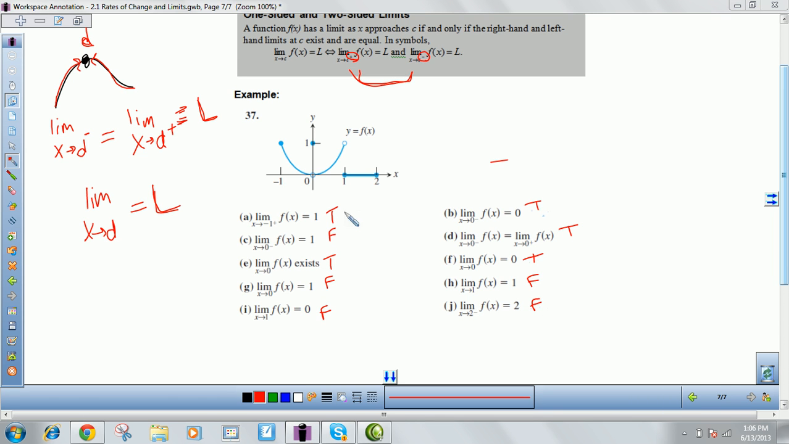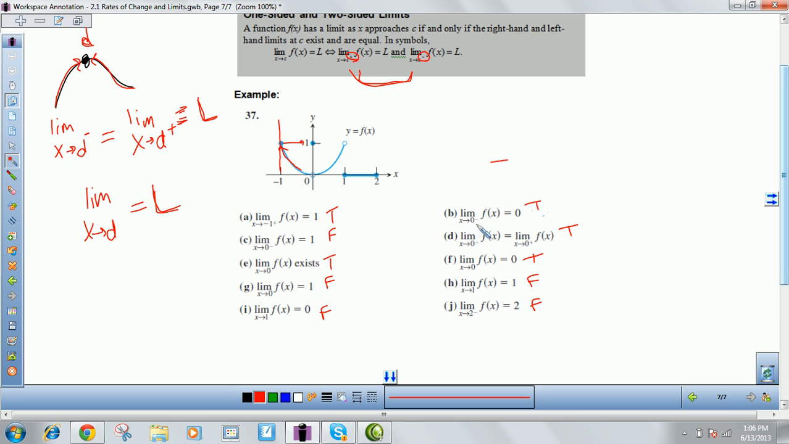Okay, looking at some of these, here are the answers. I'm just going to glance through them. Limit as x approaches -1. First of all, find -1. That's here. So x approaches -1 from the right. You're approaching it from the right. What is your y value? Well, your y value is equivalent to 1. So that's a true statement.